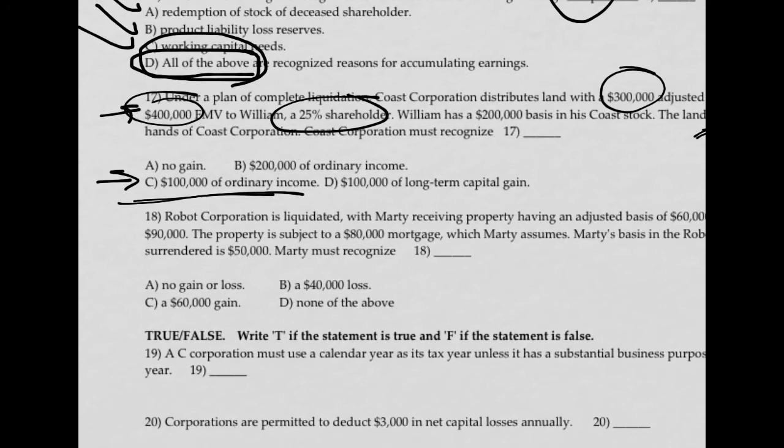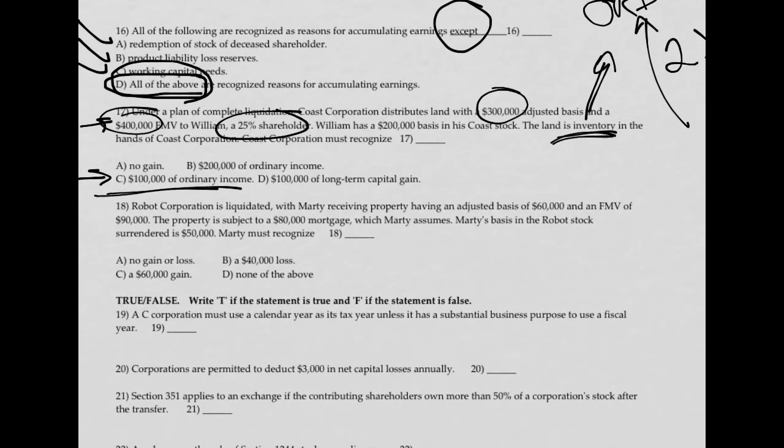Number 18, Robot Corporation is liquidated. Again, this was a question that might have been slightly outside of the purview, but I think it was a question that's fair to ask you based on what we did in class. Robot Corporation is liquidated. Marty receives property having an adjusted basis of $60,000 in the hands of the corporation, fair market value of $90,000. The property is subject to a mortgage, which Marty assumes. Marty's basis in the stock is $50,000. Now what does Marty recognize?